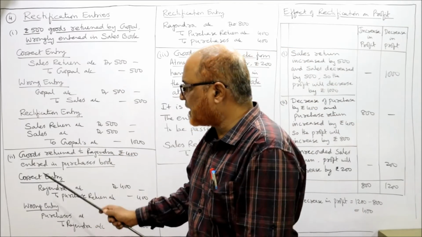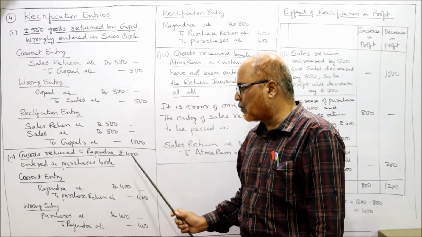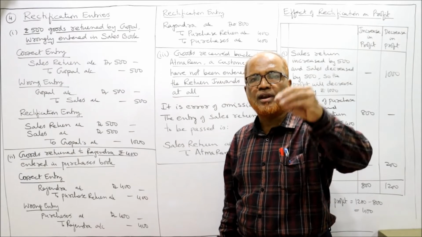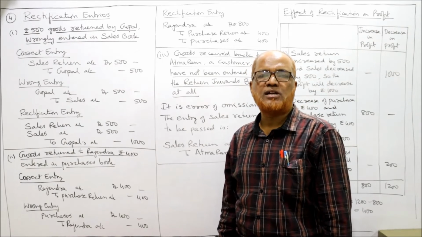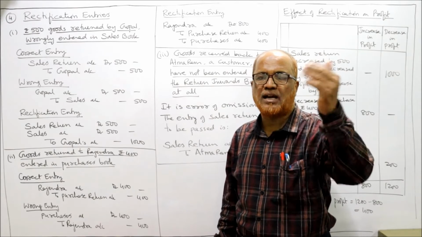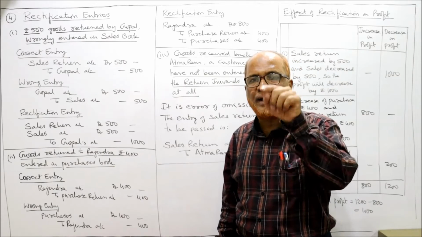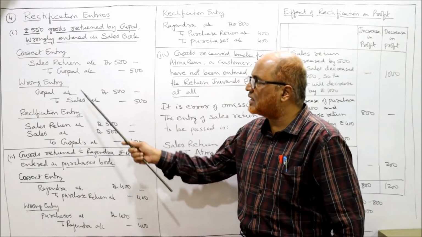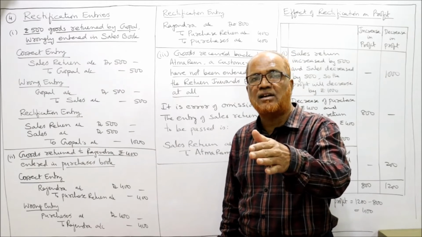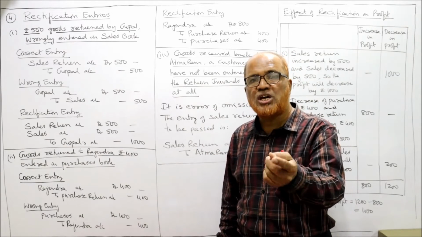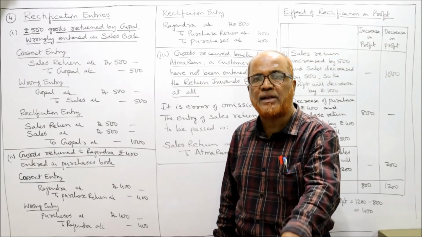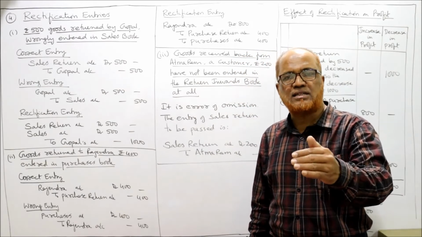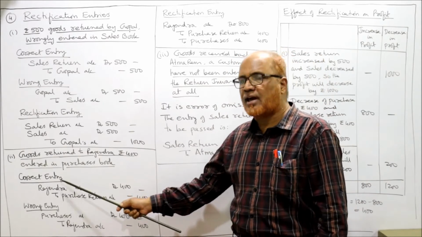Now the second error. The second error says goods returned to Rajendra, rupees 400, entered in the purchase book. Actually, goods returned to Rajendra is a purchase return. It should have been written in the purchase return book, but instead it is recorded in the purchase book, just like the previous case. In the previous case, sales return was recorded in the sales book. Here, purchase return was recorded in the purchases book. Exactly opposite. So we'll write down what is the wrong entry, what is the correct entry, what is the rectification entry. First of all, the correct entry.